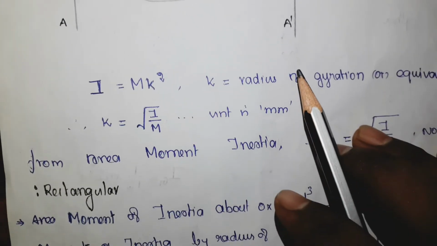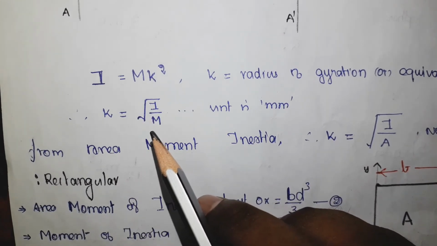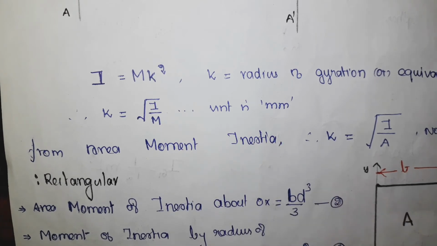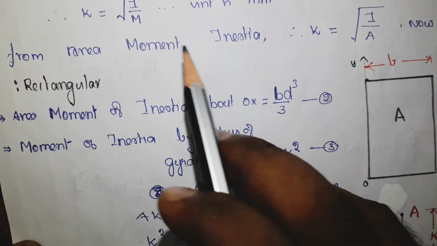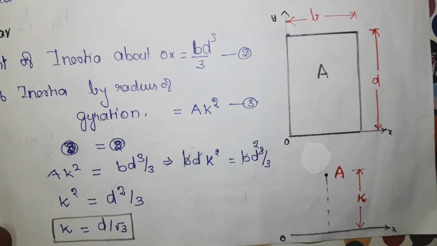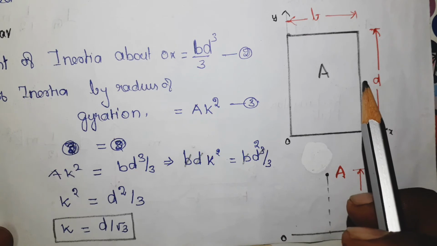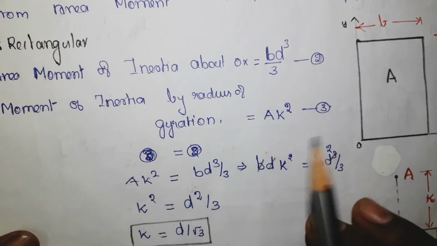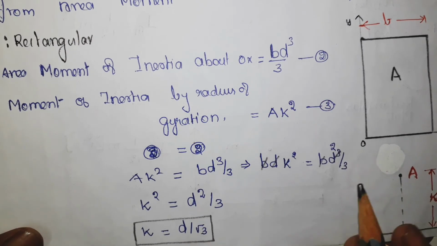Now, from this formula, the radius of gyration can be arranged as square root of I by m, and it has the unit of mm. And for area moment of inertia, in the place of m, here you have to substitute A. Now consider an area A having the dimensions b and d. Now the moment of inertia with respect to this OX axis is b d cube by 3. Now let me take this as equation number 2.